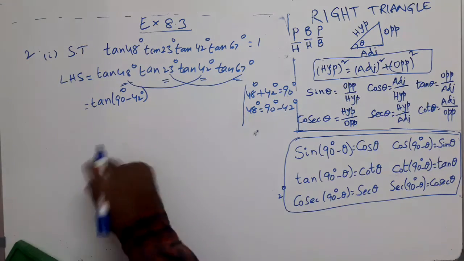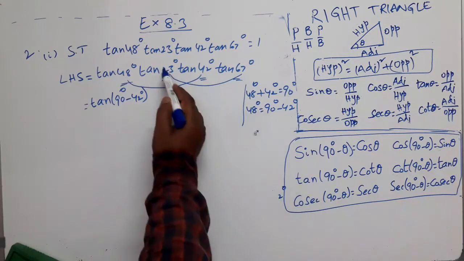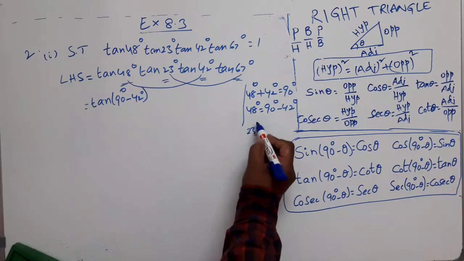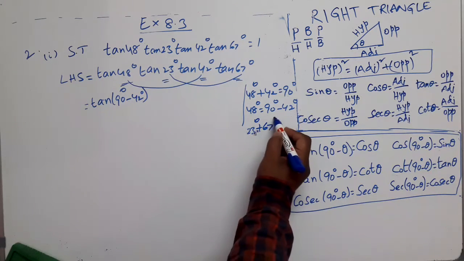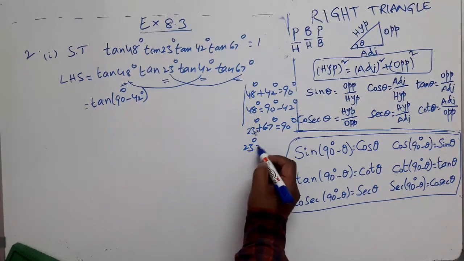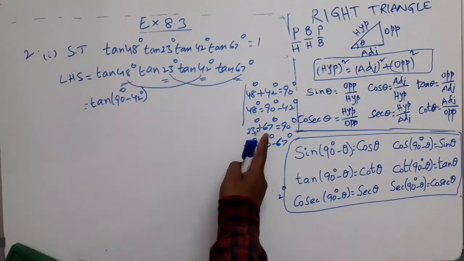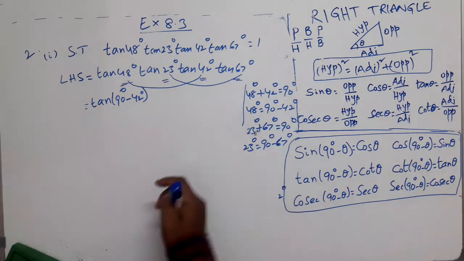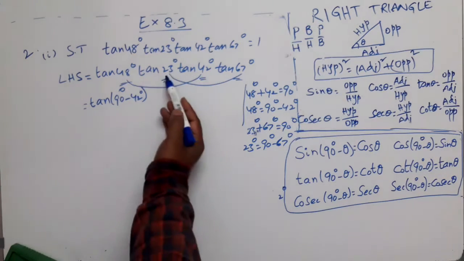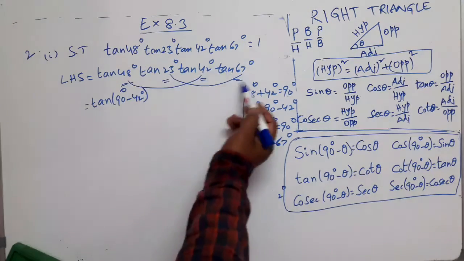Right? Of course, in the same way, of these two, what have you observed? 23 degrees plus 67 degrees is 90 degrees. So 23 degrees can be replaced by 90 degrees minus 67 degrees, or 67 degrees can be replaced by 90 degrees minus 23 degrees. Either of these two you can do, right? Of course. So let us say I will replace 23 degrees by 90 degrees minus 67 degrees, and I will leave this other term as it is.